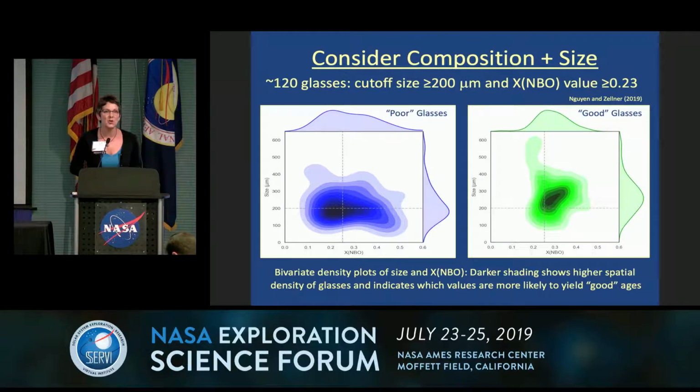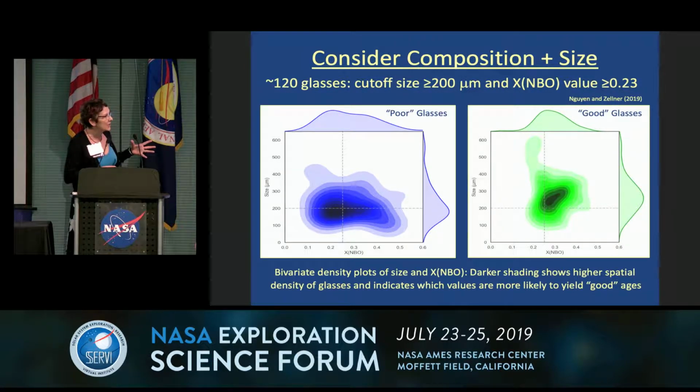One of the things that we tried to do in order to establish some selection criteria is take a look at the argon ages after the fact and figure out what kind of glasses gave us those ages. So these are bivariate density plots that show the size on the y-axis and the composition as a fraction of non-bridging oxygens along the x-axis. And basically what this means is if a glass has more iron and titanium in it, it's going to be more likely to retain argon.